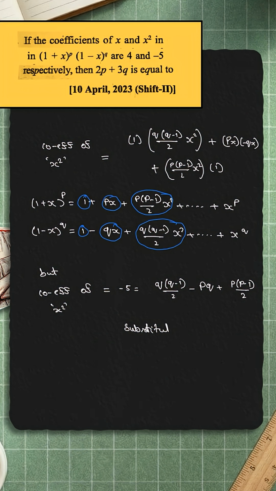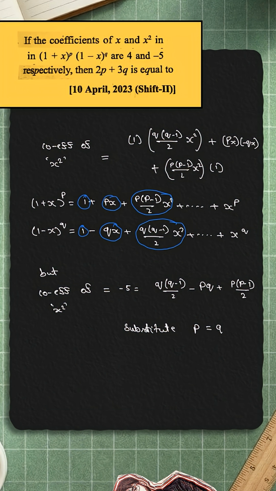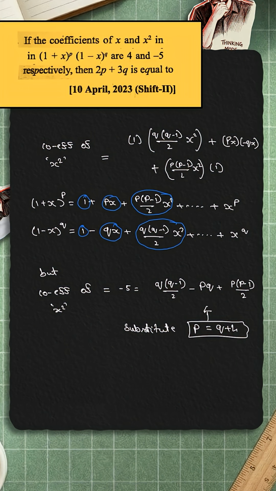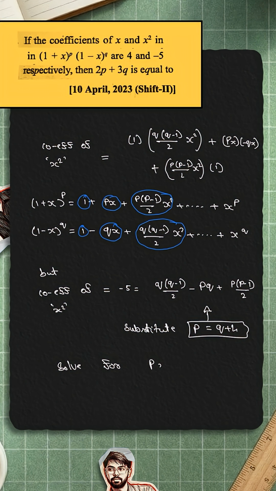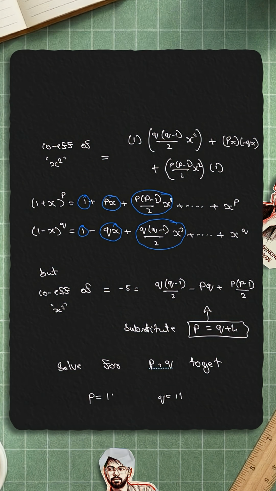Now we can see on the top of the screen, we have the relation that p equals q plus 4. Upon substituting this relation in the above equation, you will get the p value as 15 and the q value as 11, and this will be the final answer.